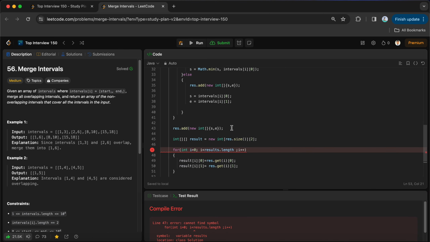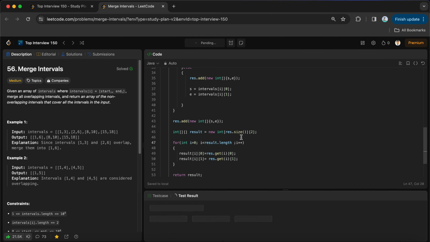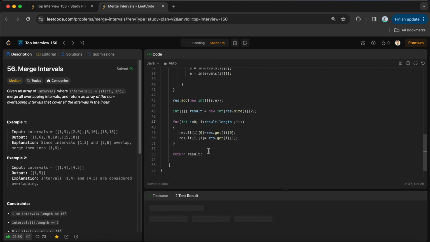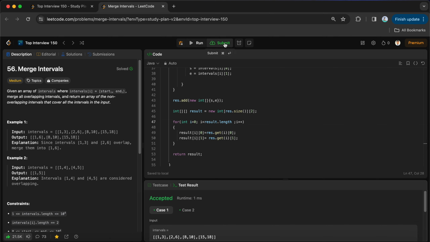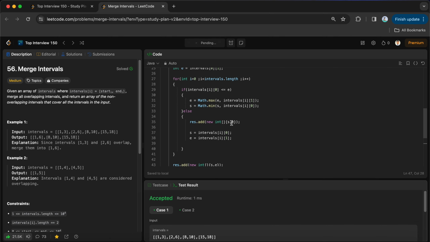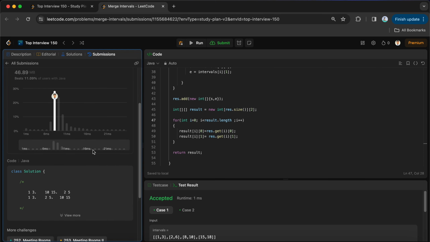Yeah, it is giving some error. What error is it giving? Okay, it is result, not results. And yeah, let me run it again. Yeah, so it accepted, both the cases pass. Let me submit it. Yeah, so it accepted here.